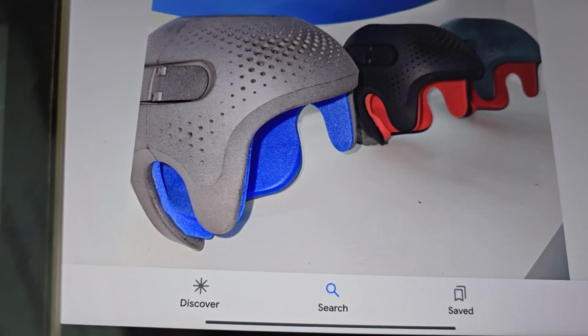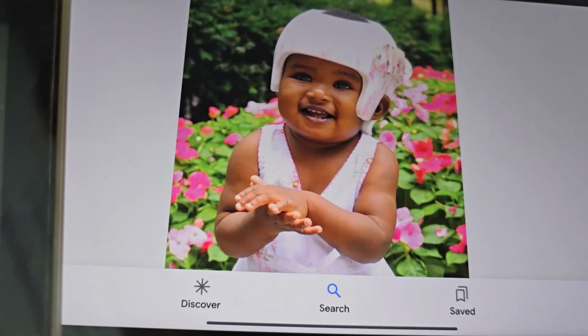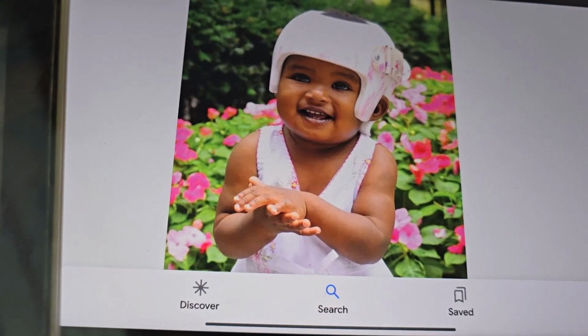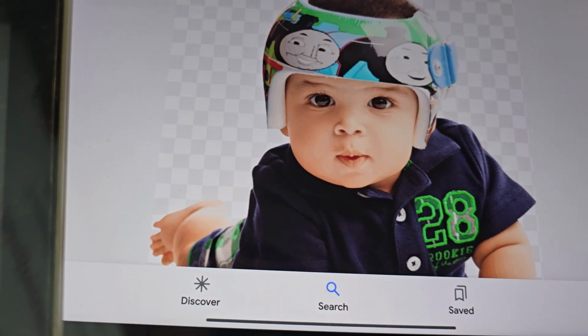This is one more example of the plagiocephalic helmet. You can see she is wearing the helmet, because it is needed for a longer period of time. This is an example of a plagiocephalic helmet.